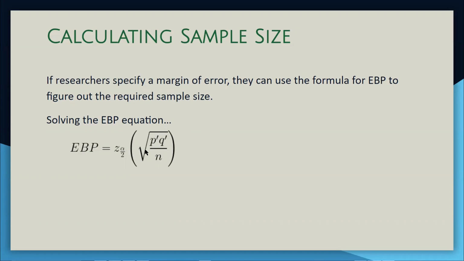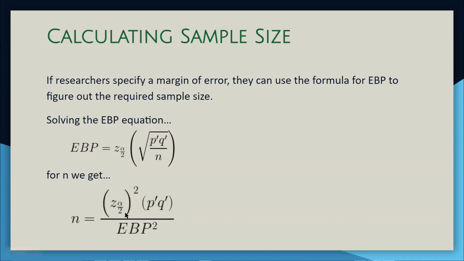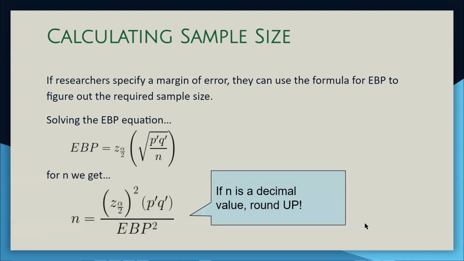So we have to square to undo that square root. We have to multiply both sides by n, divide both sides by that EBP, and we end up getting z alpha over 2 squared times p prime times q prime divided by that error bound squared. So let's go ahead and use that formula to calculate the sample size in an example. Just like for the mean, before we move on, if n is a decimal, round up. We know that we can't have a sample size that's fractional values.